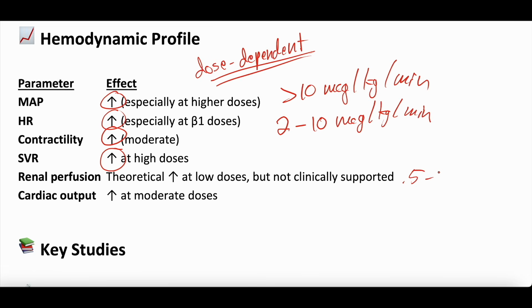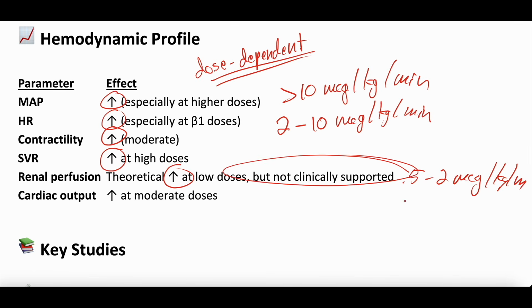At those low doses that we don't recommend anymore, 0.5 to 2 micrograms per kilogram per minute, there's that theoretical increase in renal perfusion, but that is not a real thing. It's not clinically supported anymore. So hemodynamically, increase SVR and increase MAP at higher doses, increase heart rate and contractility at lower doses.